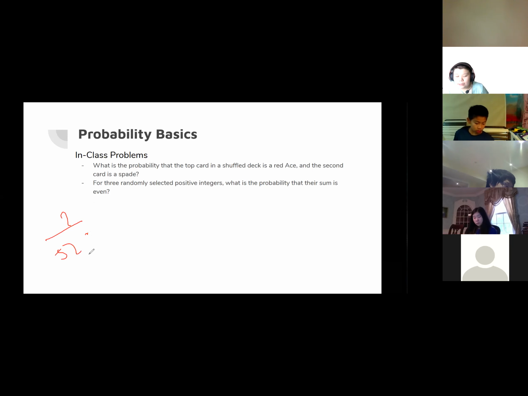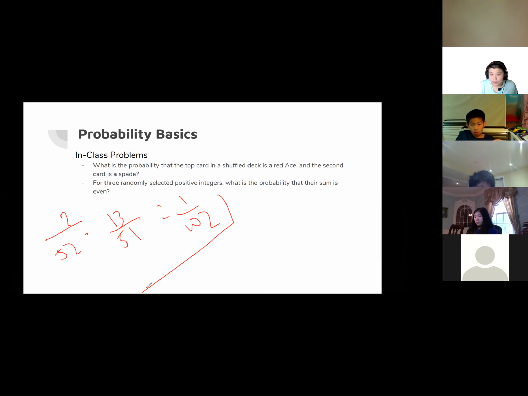Here, I see a lot of people making a small error. There are 13 spades left in the deck, but there are not 52 cards in the deck now. There are 51, because one of them has been set aside for the first card, and we know the first one cannot be a spade. So 2 divided by 52 times 13 divided by 51 is equal to 1 divided by 102. Does anyone have any questions about this problem?